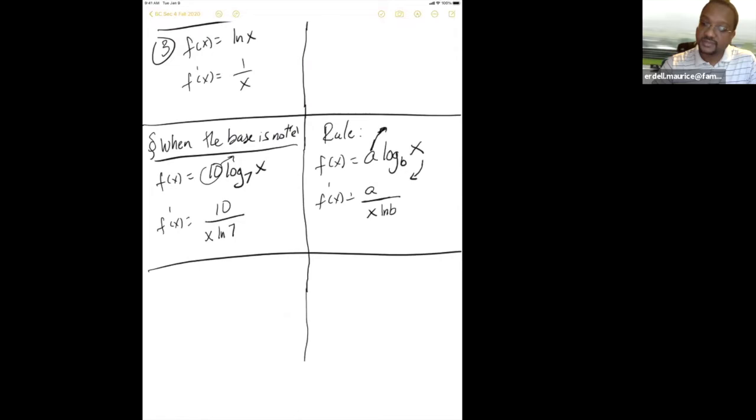Let's do another example. f of x is negative 15 log base 8 of x. Then the derivative would be negative 15 over x ln 8.